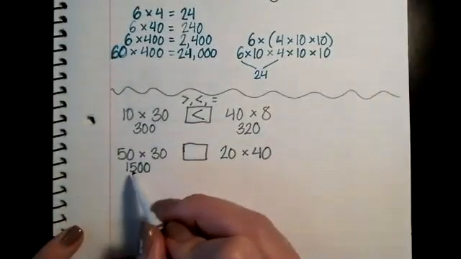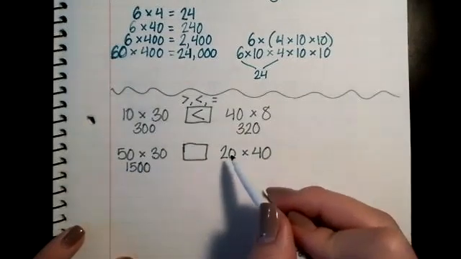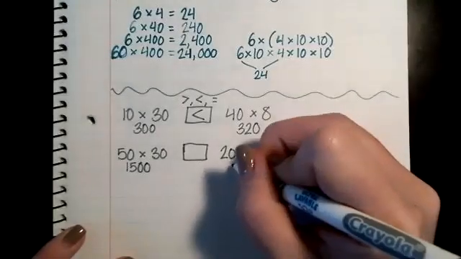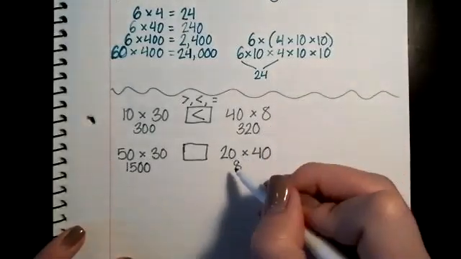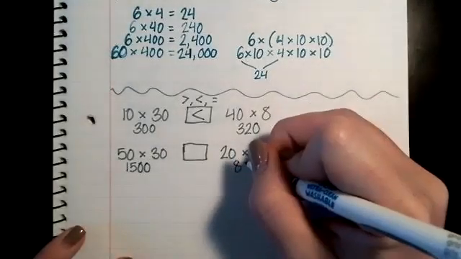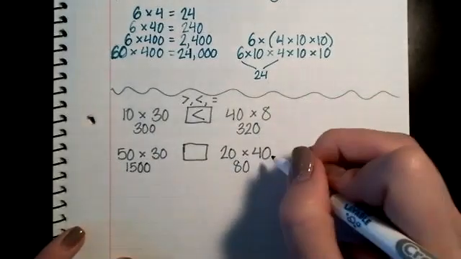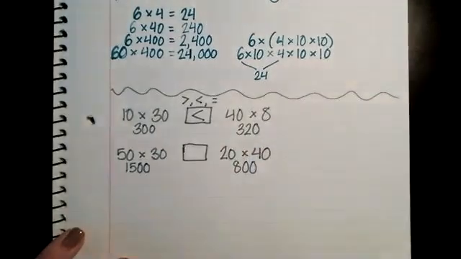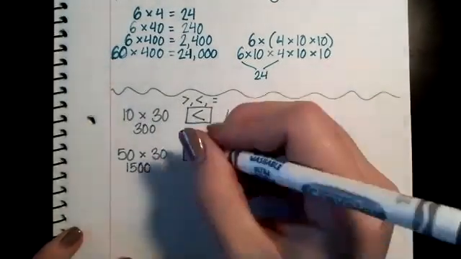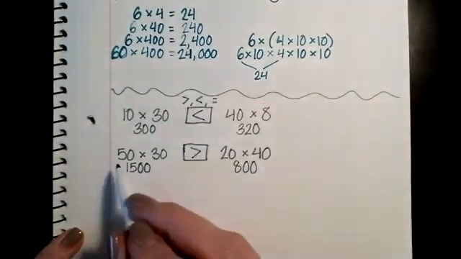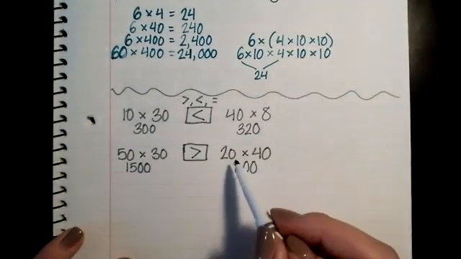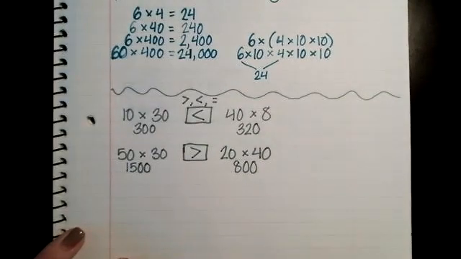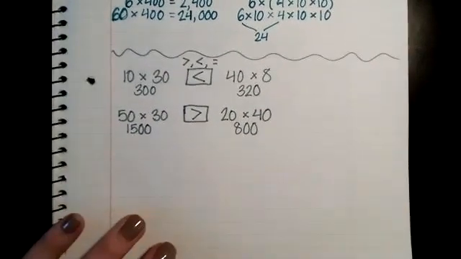So 1500 would be 50 times 30, and then 20 times 40, start with the 2 times 4, I know that's 8, and then times 10 would be 80, move over the place value, and times another 10 here, that would be 800. Okay, so it looks like 50 times 30 is greater than 20 times 40. 1500 is bigger than 800. Okay, let's do another one.